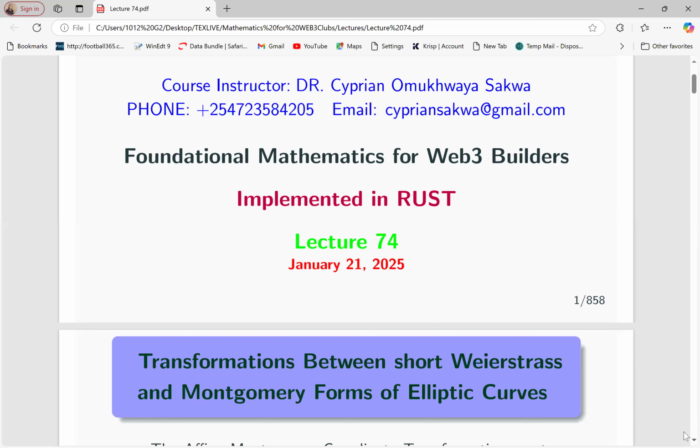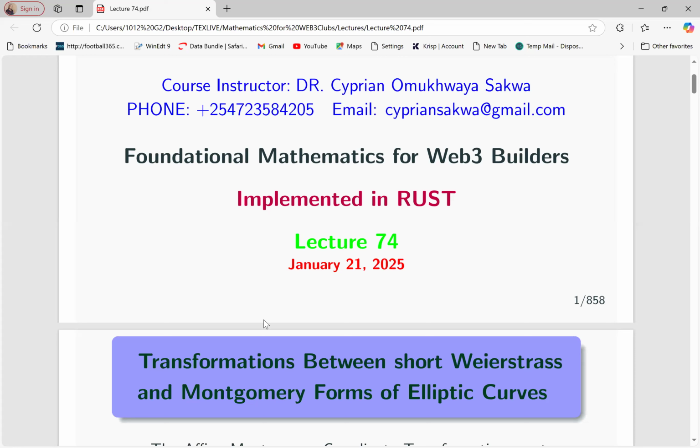Of course, during that lesson, we emphasized that the Montgomery form of elliptic curve is one of the elliptic curves that are used in real life situations. That is why it's necessary: if you have the short Weierstrass form, you can convert it to a form that can be used in real life. So that is why we're doing all that.